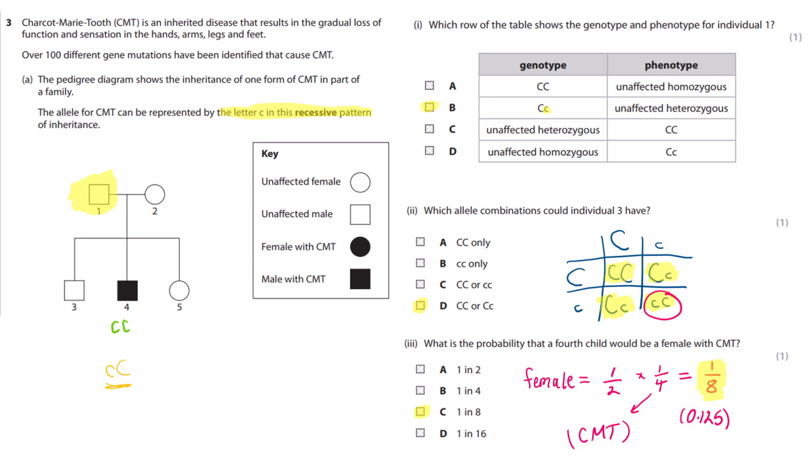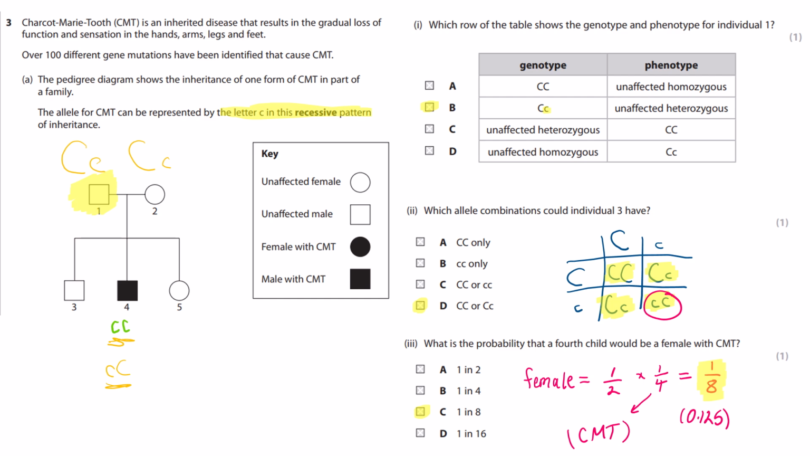Okay, so since child 4 has lowercase c lowercase c, this means that parent 1 and parent 2 must both be carriers. So they're going to be heterozygous. Heterozygous meaning different. So capital C, lowercase c. Okay, both parent 1 and parent 2 are heterozygous. They have one dominant C and one lowercase c.